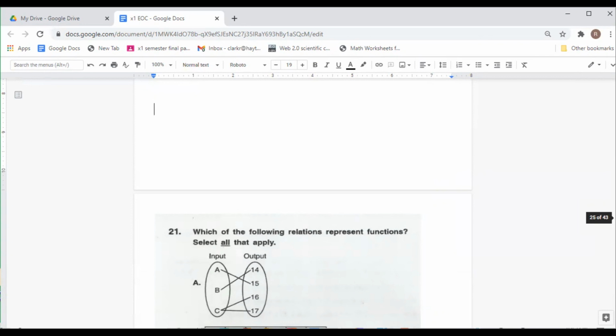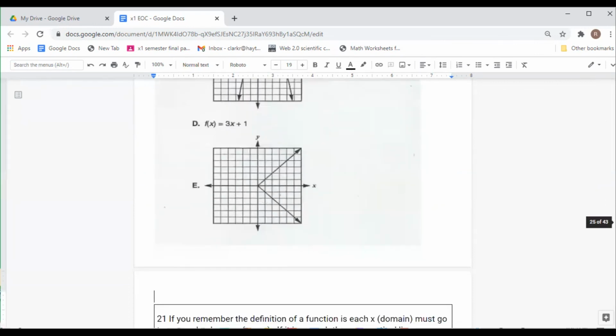Well, take a look at our first one. A goes to 15, B goes to 14, and C goes to 16, 17. Hey, Professor Pi, that don't make no sense to me. C can't go to 16 and 17. Cowboy's right, which means A is not a function.